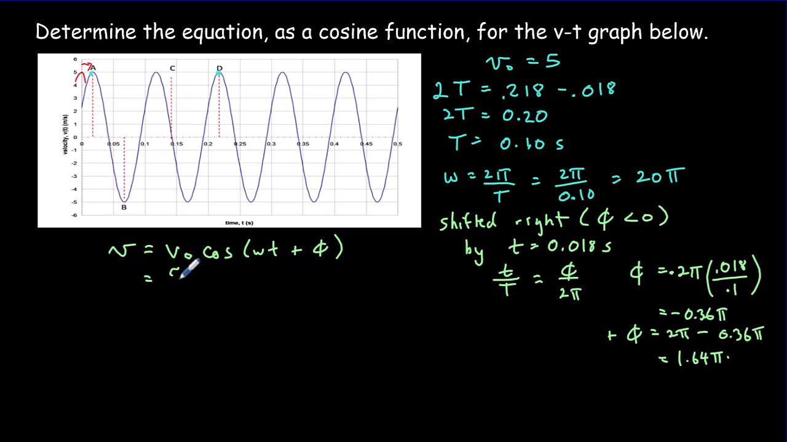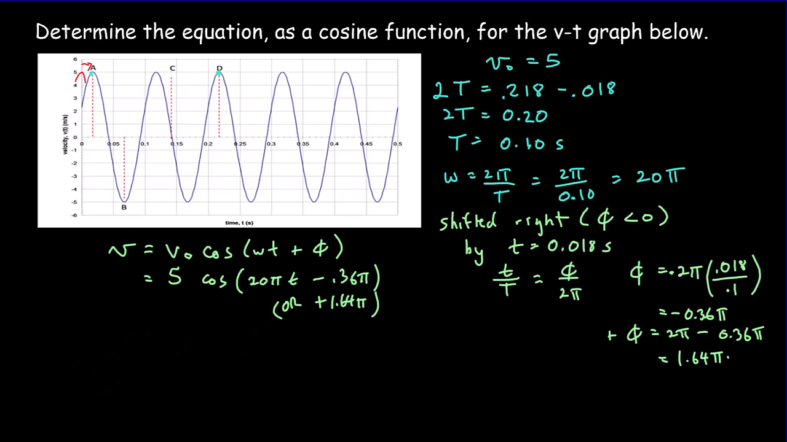So V0 we said was 5. Cosine omega was 20 pi times t. And then we'd either write here minus 0.36 pi, or alternatively plus 1.64 pi.